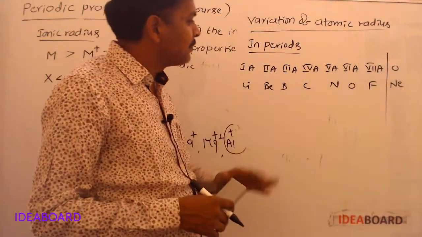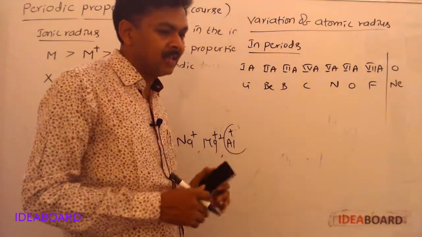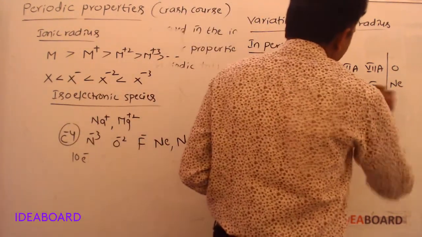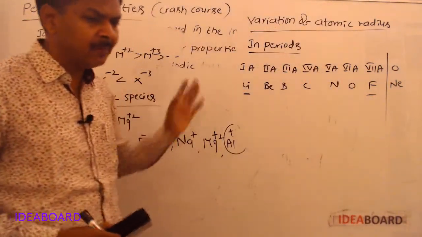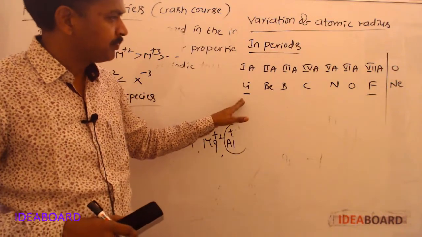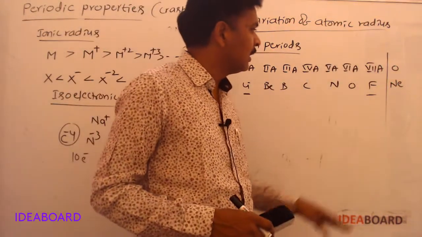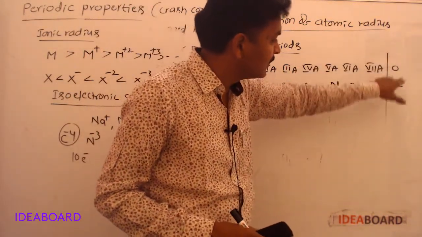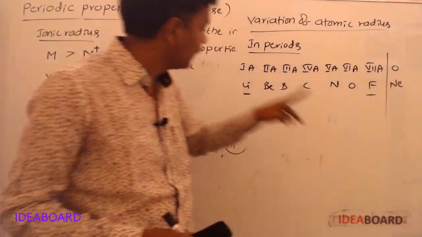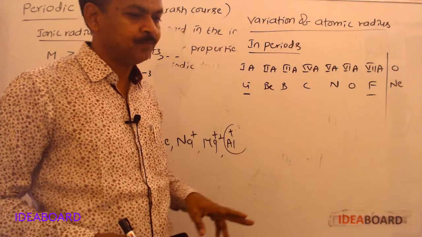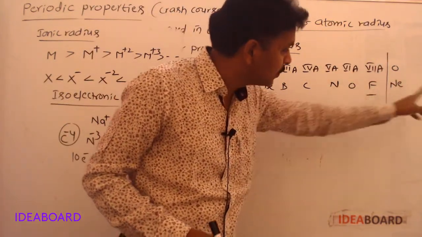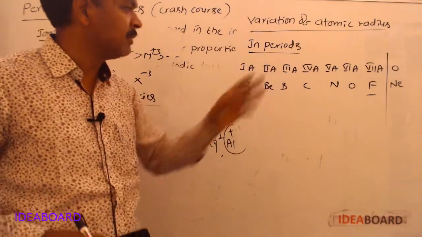So in the case of representative elements, in every period, the largest atom is the alkali metal and the smallest atom is the halogen. If we consider zero group elements also, then that zero group element is larger than even the alkali metal.